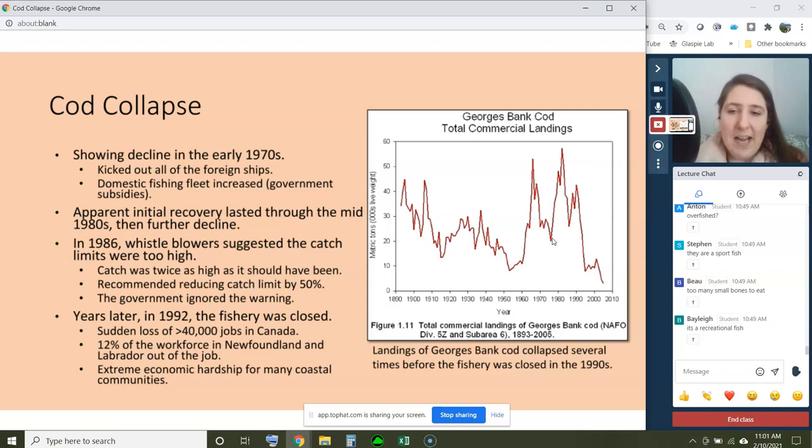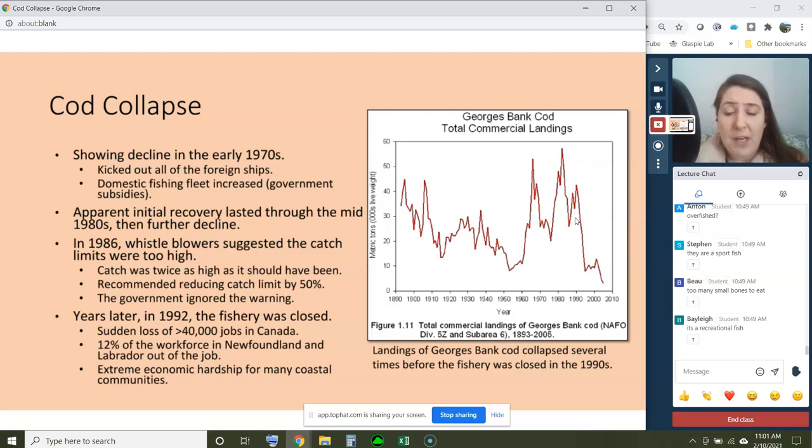After this action of kicking out the foreign ships, there was initial recovery. This lasted through the mid-1980s, and then there was another collapse. And in 1986, there were some scientists that were whistleblowers that suggested that the catch limits were and always have been too high. They said, according to their information, catch limits were twice as high as they should have been, which is pretty extreme. And they recommended reducing the catch limit by 50% to at least help the fishery along. It'd be limping along, but at least it would be limping. But unfortunately, the governments of Canada and the US ignored that warning.